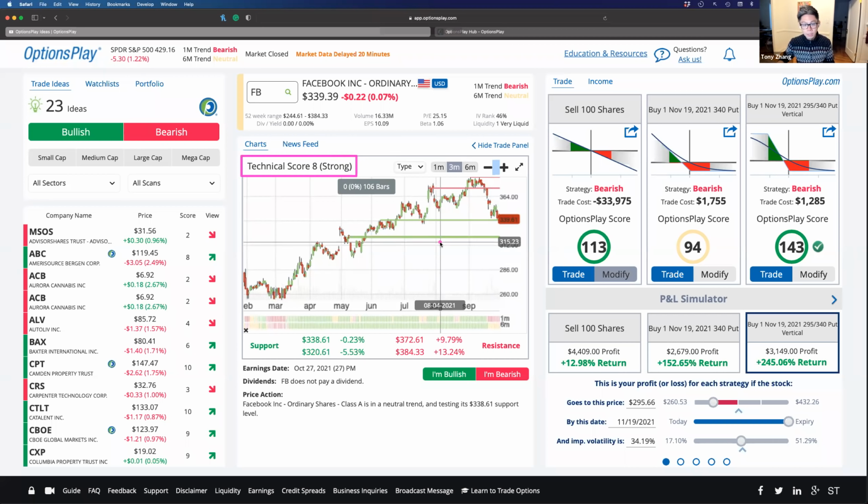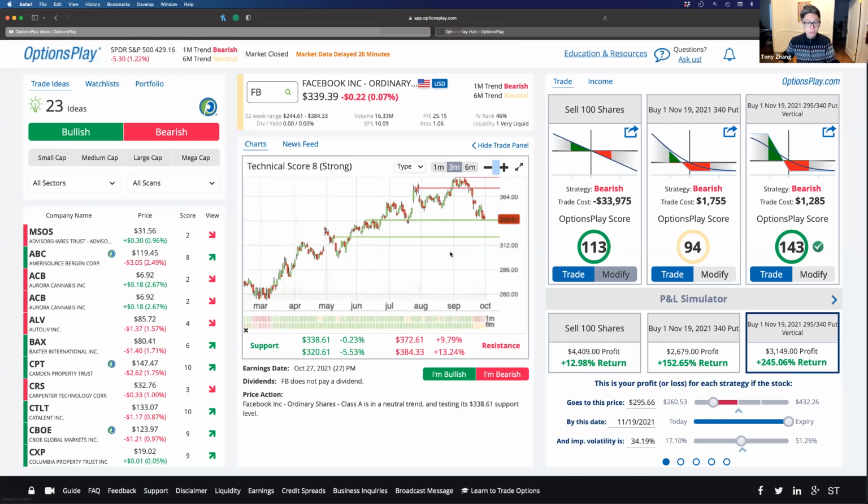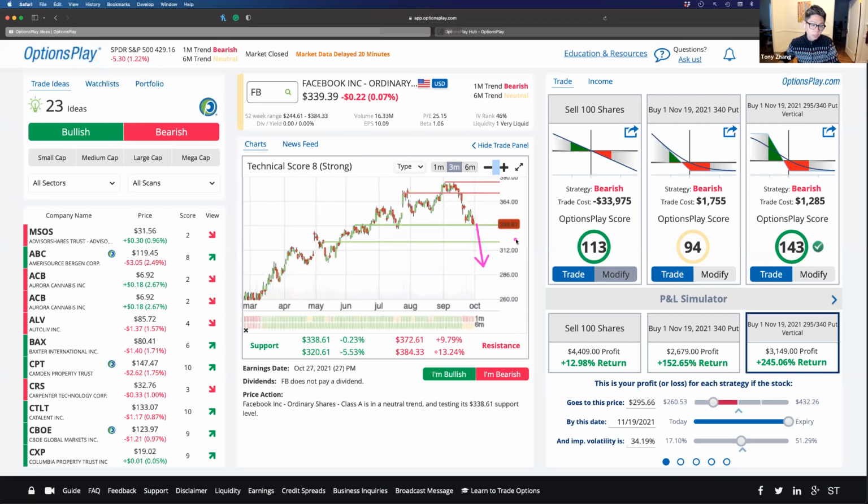This is a little bit more speculative, right? But strong stocks usually tend to have some of the biggest falls. So this is really where you can use our technical score, our 1 month and 6 month trend indicator to quickly gauge any views on any stock that you have.